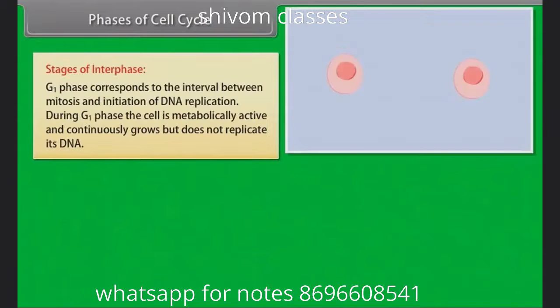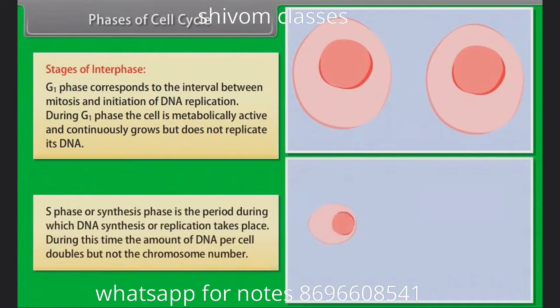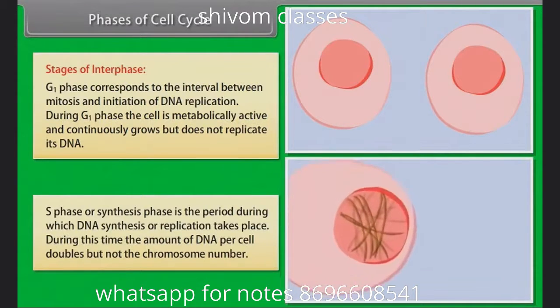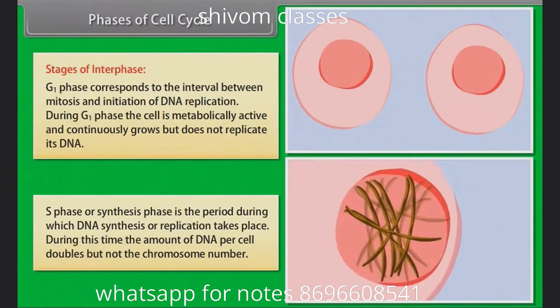G1 phase corresponds to the interval between mitosis and initiation of DNA replication. During G1 phase, the cell is metabolically active and continuously grows but does not replicate its DNA. S phase or synthesis phase marks the period during which DNA synthesis or replication takes place. During this time, the amount of DNA per cell doubles but not the chromosome number.